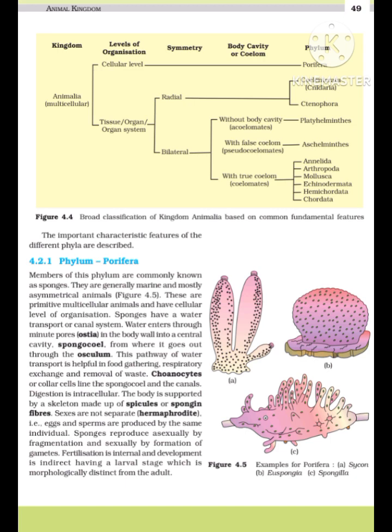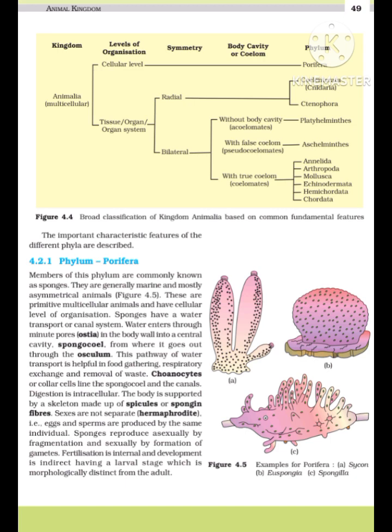They are generally marine and mostly asymmetrical animals, Figure 4.5. These are primitive multicellular animals and have cellular level of organization. Sponges have a water transport or canal system. Water enters through minute pores, ostia, in the body wall into a central cavity, spongocele, from where it goes out through the osculum. This pathway of water transport is helpful in food gathering, respiratory exchange, and removal of waste.